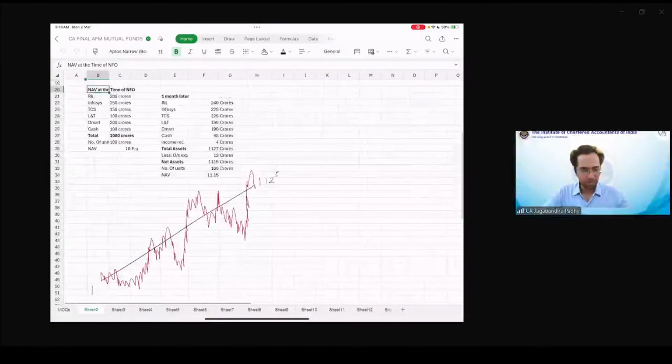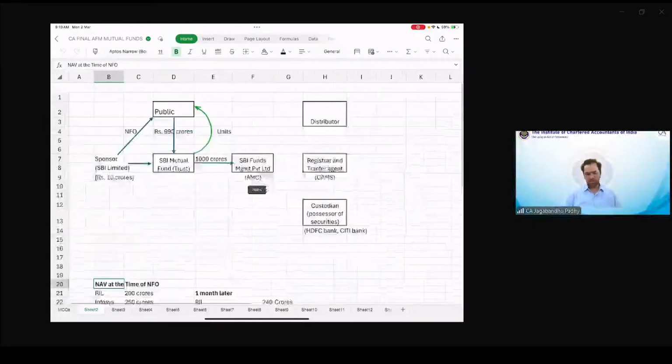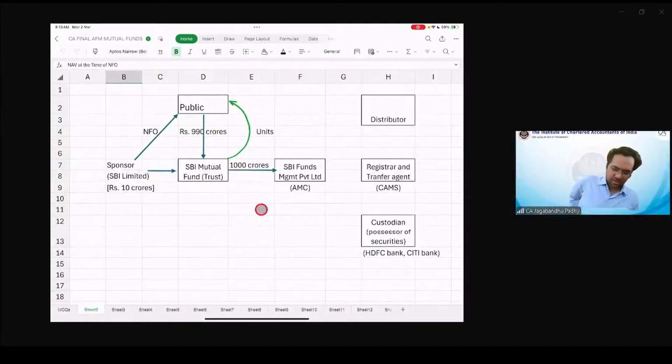Now, mutual fund as a structure, it is established as a trust, guys. So it's going to be established as a trust, in which there are multiple parties which are going to get involved. So we'll have a mutual fund trust, and that trust is going to be collecting money from the public. Essentially, it's not the trust which collects the money, but it's the sponsor which takes the initiative of establishing the mutual fund. So the sponsor, let's say SBI Limited over here, it's having a capital of 10 crores.